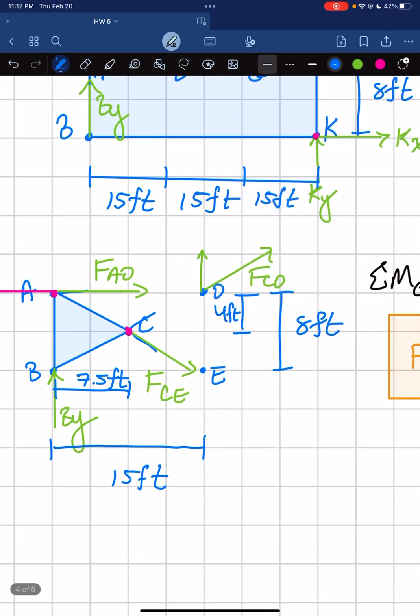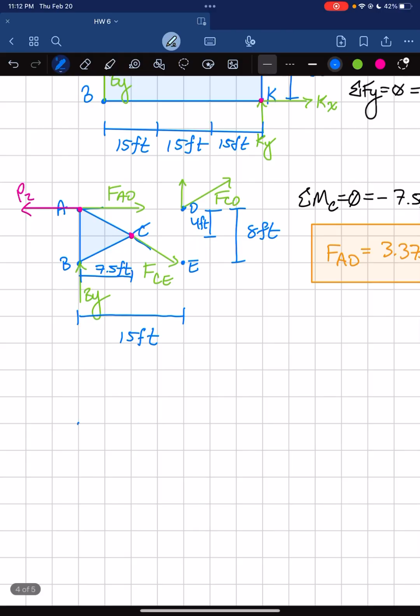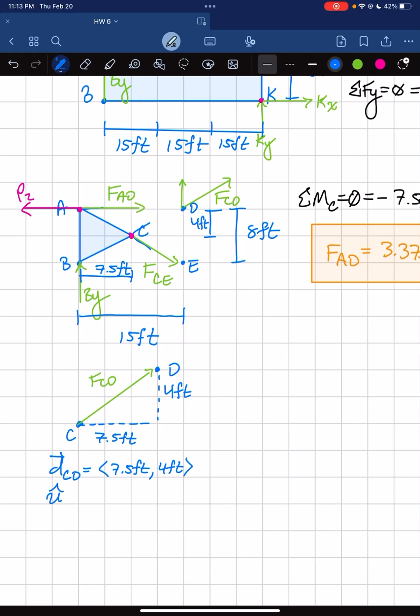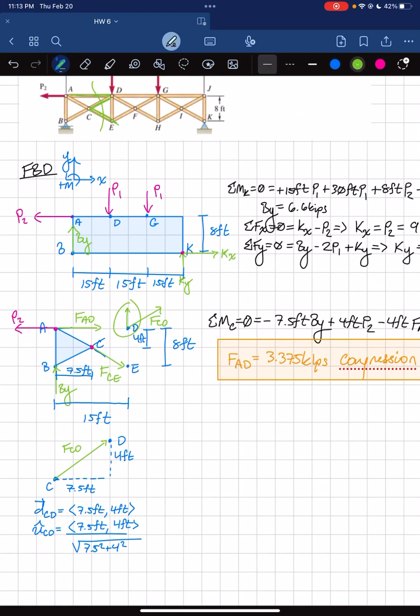So let's find the direction of the FCD so that we can isolate the Y component. So we have C to D. And then FCD goes along this. And then we know that it goes 7.5 feet here and then 4 feet up. So its direction vector is going to be 7.5 feet in the X direction, 4 feet in the Y direction, and then the unit direction vector is going to just be divided by the magnitude. Okay. And then again, we can just isolate the Y component. So we'll take that out of it into the moment equation.